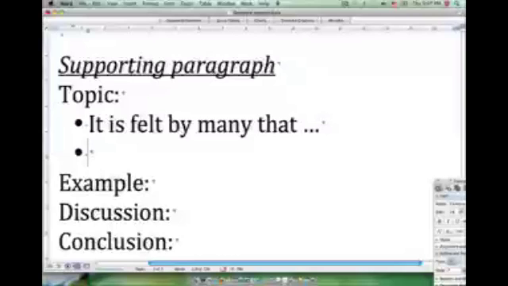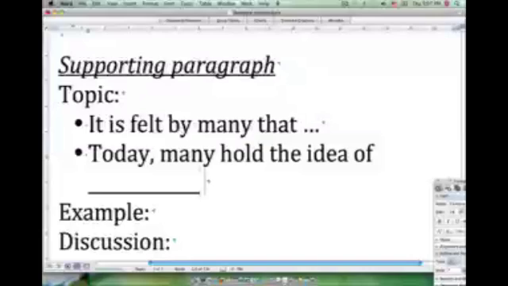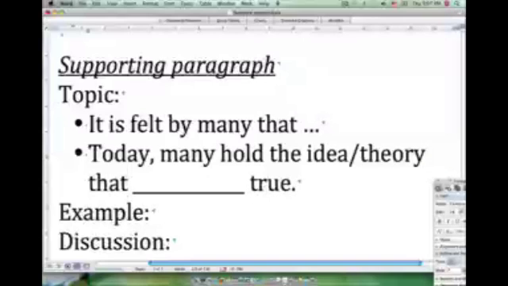Let's see, another way we could try could be, today, many hold the idea of, and then, maybe if this is an argument that others are making, today many hold the idea of whatever it is. So many hold the idea, or many hold the theory. I'll just put a slash in here. Theory, that could work as well. Many hold the theory that violence on television increases violence among youth, maybe. Today many hold the theory that violence on television increases violence among youth.